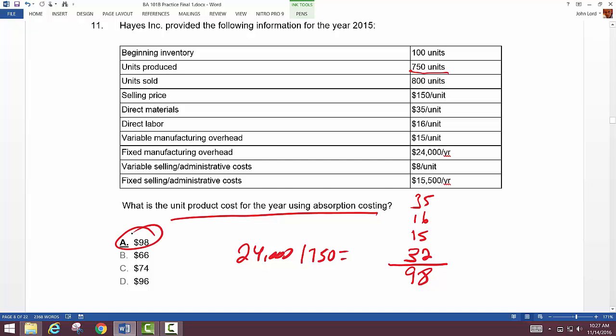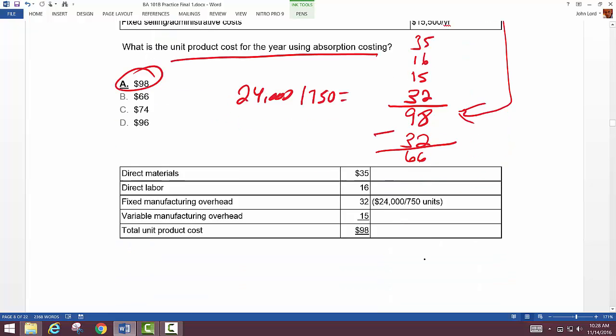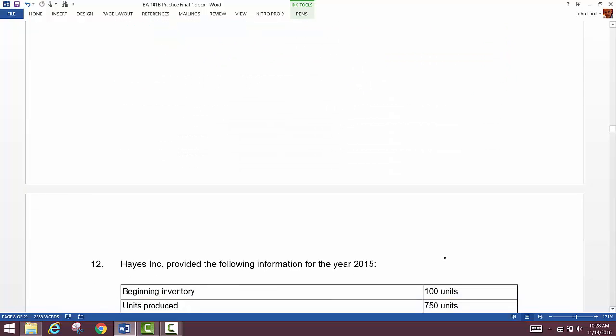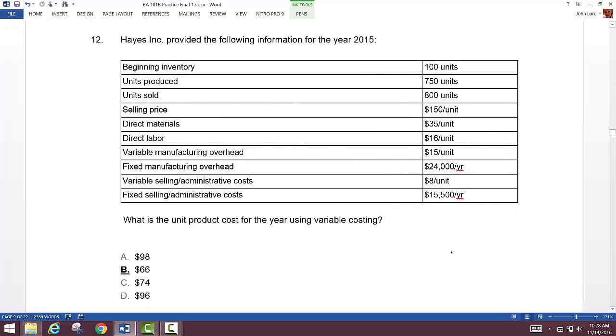Okay, good. What if it's variable? 98 minus the fixed manufacturing. Right, we're going to subtract that out, which is 32. So that gives me 66. Okay, and again, you could do it that way, and that's the solution. The next one I included asks you variable now for the same one, and my advice is if we give you back-to-back questions like that, you simply don't have to go through and add everything back up. Just subtract out the fixed manufacturing overhead, right? It gives you the same answer.